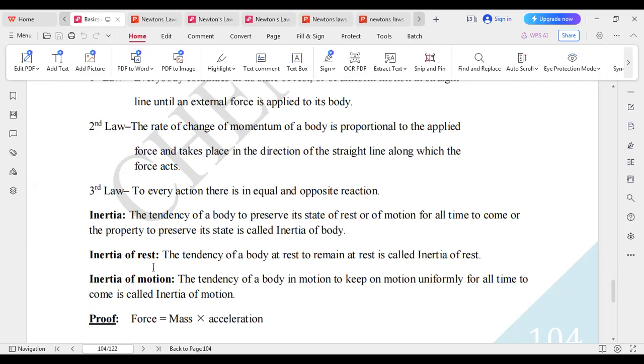Okay. Inertia of motion: the tendency of a body in motion to keep the motion uniformly for all time to come is called the inertia of motion.